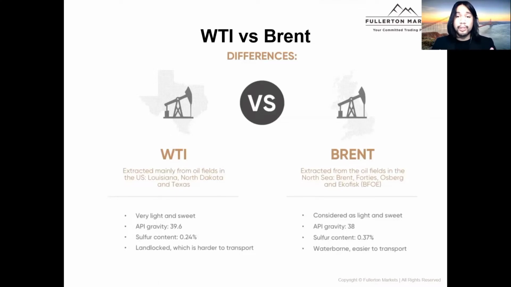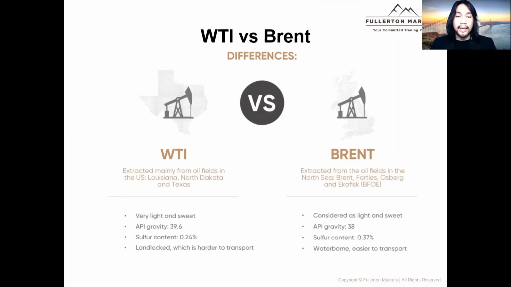There are a few differences between WTI and Brent with regards to the actual oil itself. WTI is considered very light and sweet. Brent is considered light and sweet, but not as much as WTI. The API gravity of WTI is 39.6, the other one is 38. The sulfur content in WTI oil is 0.24%, while there is more sulfur in Brent.